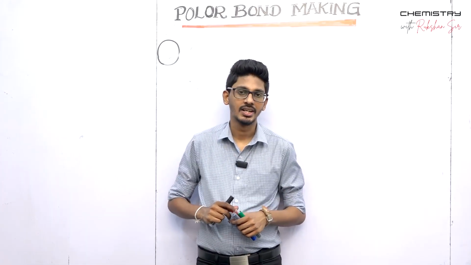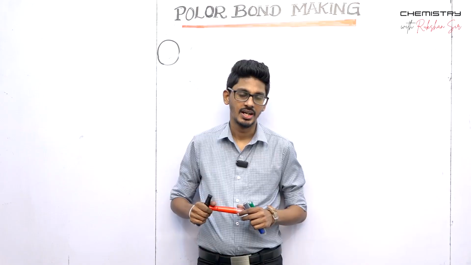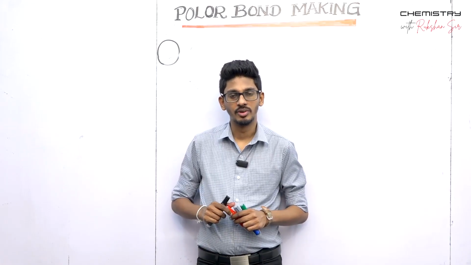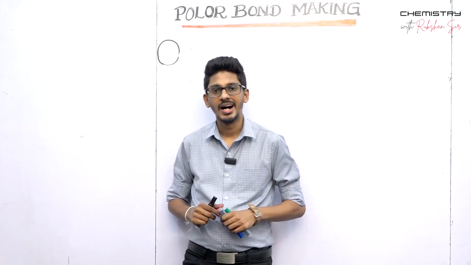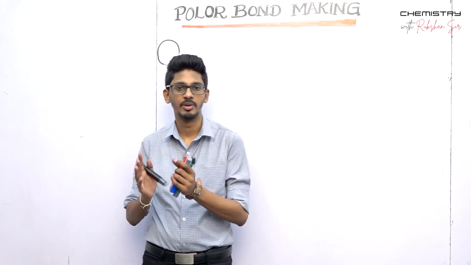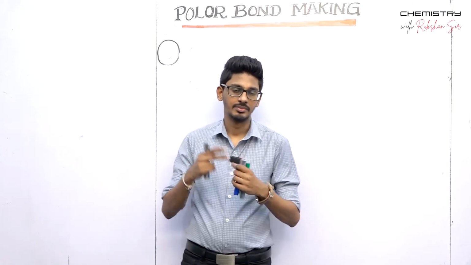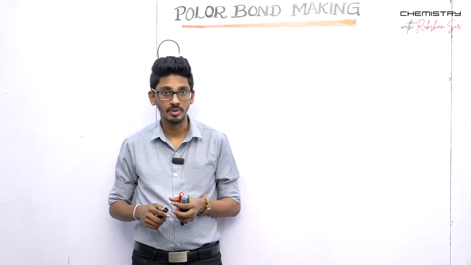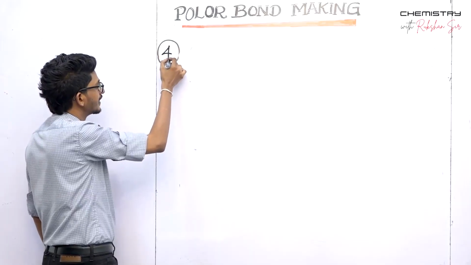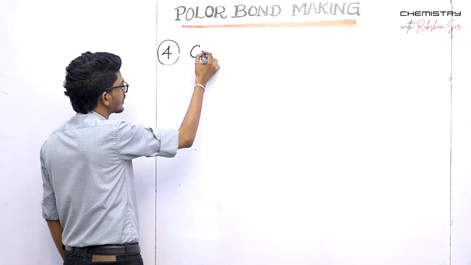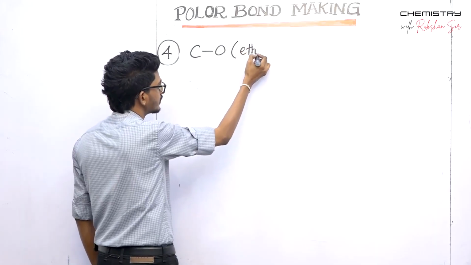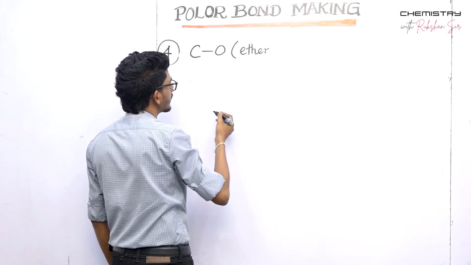The 4th kind of polar bond, the ether bond. Let's discuss how to make an ether bond when forming organic compounds with some large number of carbons. The ether bond formation, number 4, the ether bond, that means the CO bond.